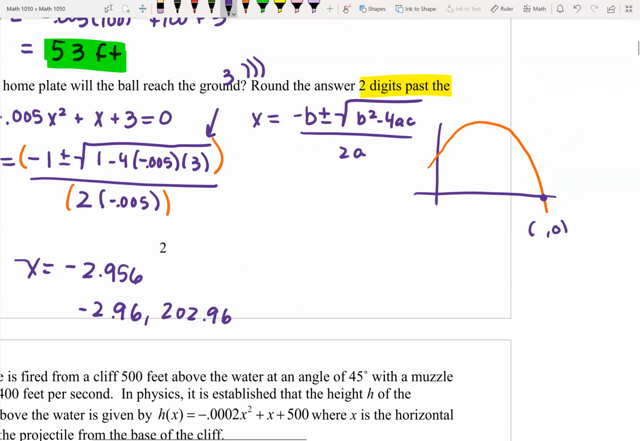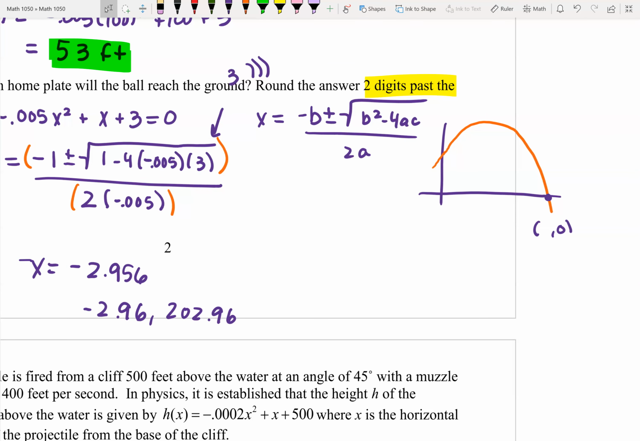Okay, now look at the graph. And let's think about this for a second. Okay, everybody watch. We're playing baseball. X stands for the distance from home. Here's the pitcher. So if I hit the ball, what does a negative distance mean in terms of baseball? It went behind me, right? And is that a fair ball if it goes behind me? No. And does negative feet make sense? No.